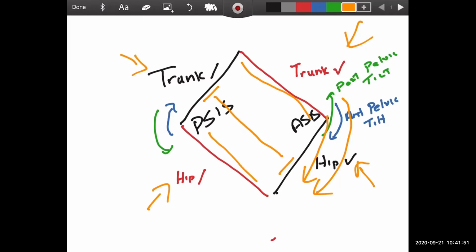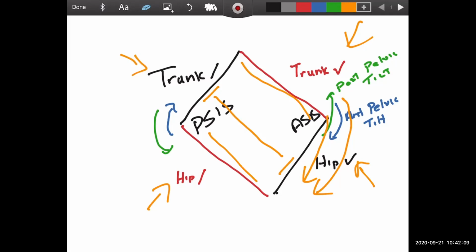So let me get my little eraser here. Oh no, that's not how I want to do it. Undo. Can I just erase one thing? No, I can't. It doesn't allow me to do that. Of course not.